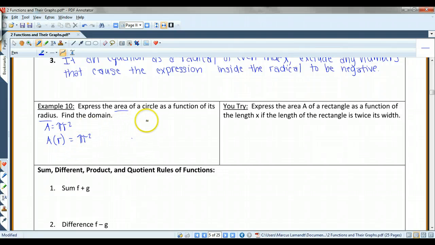Now technically, you could plug in pretty much anything in for r, and you would get a number. But if you think about it, if you have a circle, the radius is the length from the center to the side. This can't be negative. You have to have a positive number. You can't have something be negative 3 inches or something like that. So r has to be greater than 0. Also, if r was 0, then you don't even have a circle. So the domain is 0 to infinity.